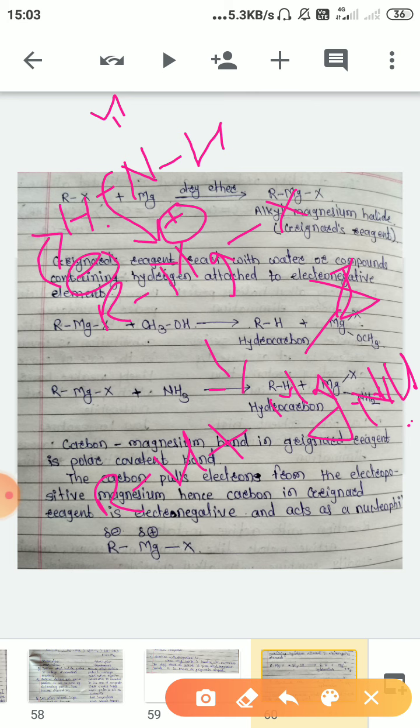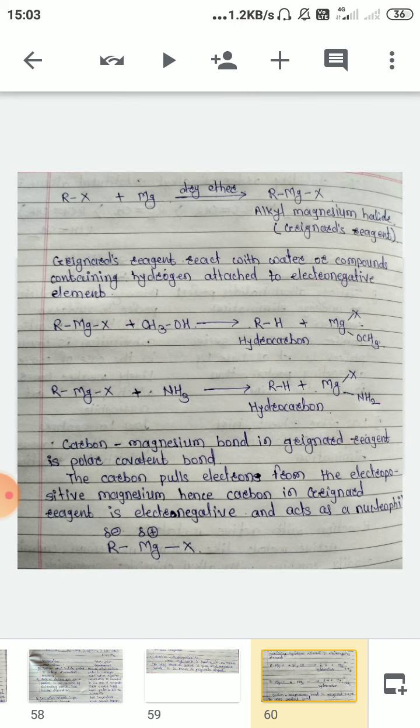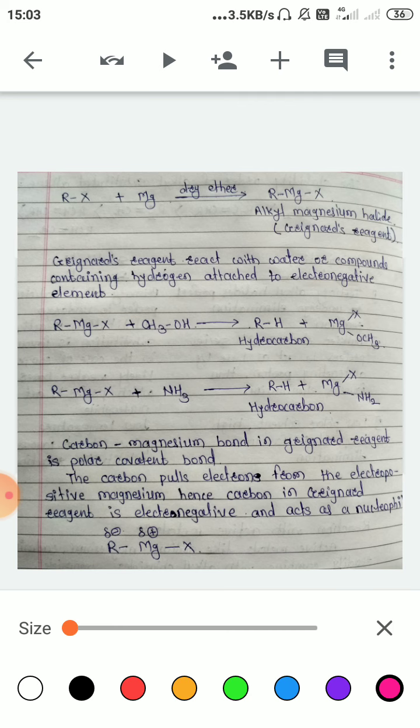So this type of reaction will happen when the alkyl magnesium halide reacts with ammonia. Remember such type of reaction. See, the carbon pulls the electrons from the electropositive magnesium, and hence the carbon in Grignard's reagent is electronegative and acts as a nucleophile, and as it acts as a nucleophile, it can accept a proton. So remember here, in organometallic compounds the carbon atom carries a negative charge, or the alkyl group has a partial negative charge.